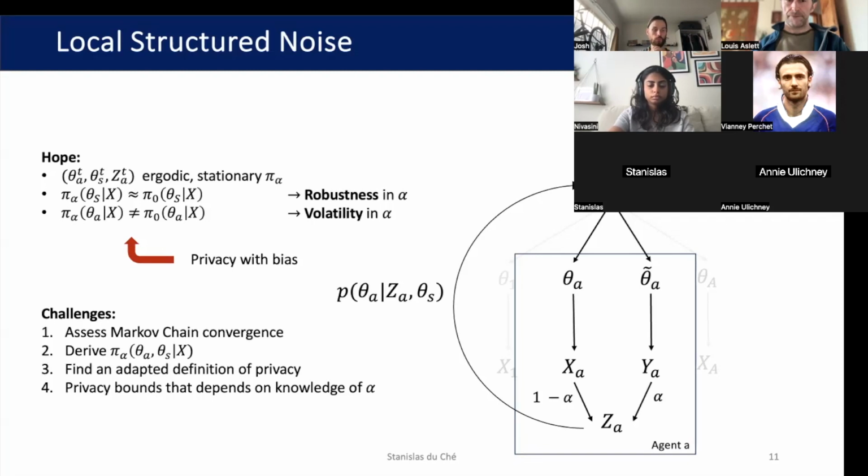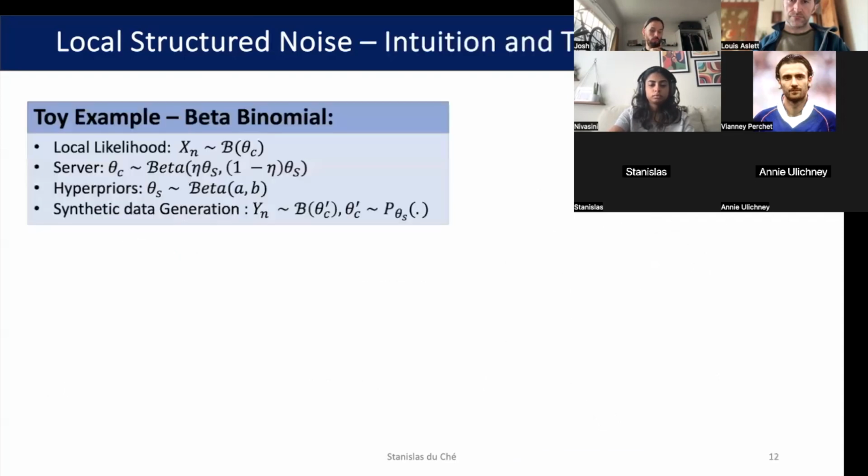So now let's see how it derives in terms of challenges. We first have to prove that this thing is a Markov chain, derive the stationary distribution, derive the definition of privacy that will be adapted to the scheme, and finally see how it depends on alpha. Okay, this plan seems acceptable, but does it at least follow the intuition that we have in practice?